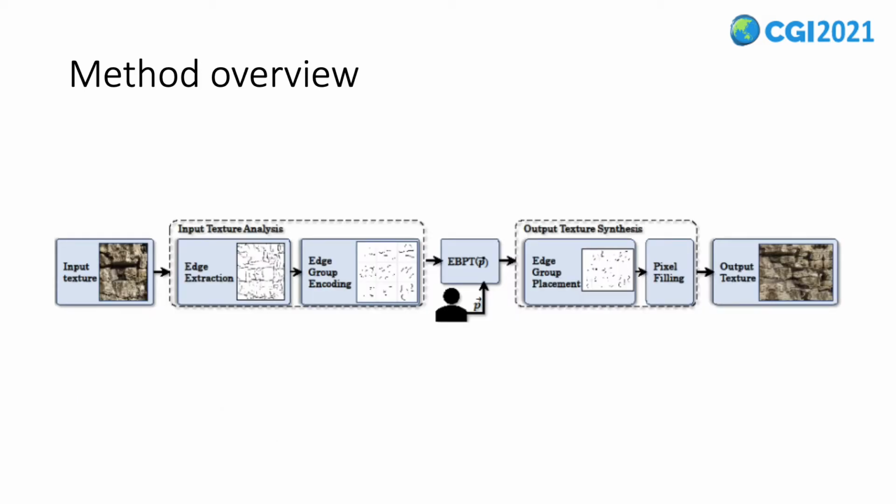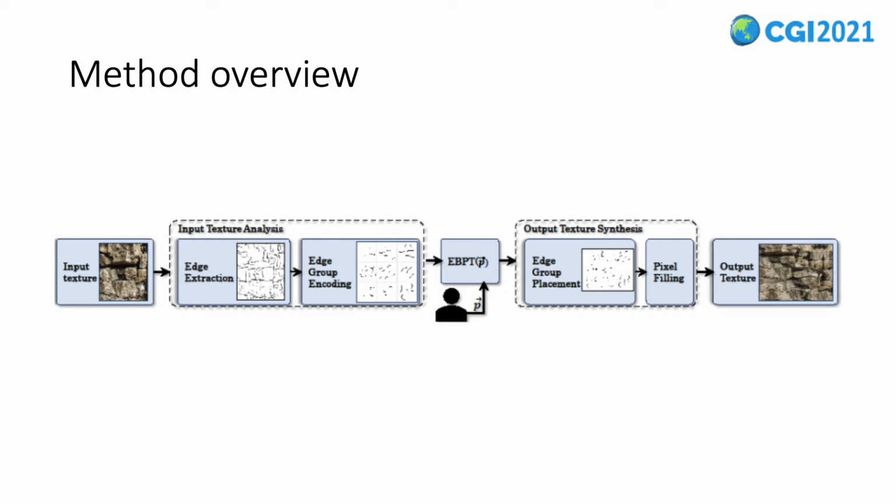The picture shows an overview of our system. The input is a two-dimensional texture, and it first goes to the texture analysis stage. Edges are extracted and grouped based on their properties. We then do an additional group property analysis to finalize the building blocks.